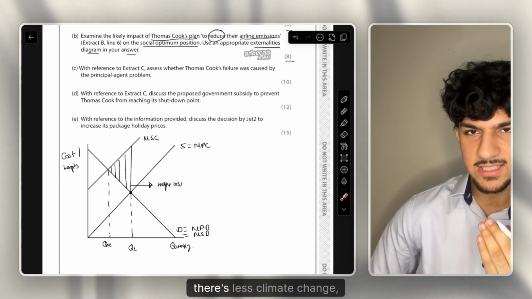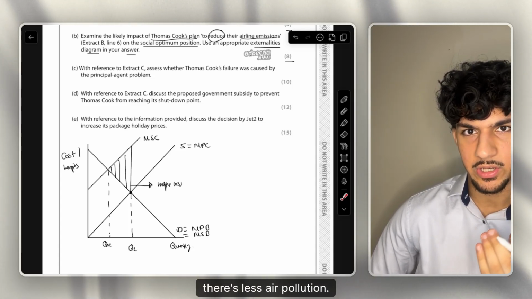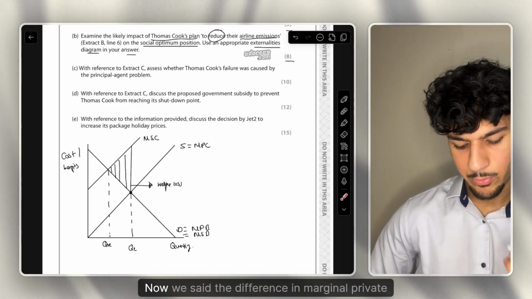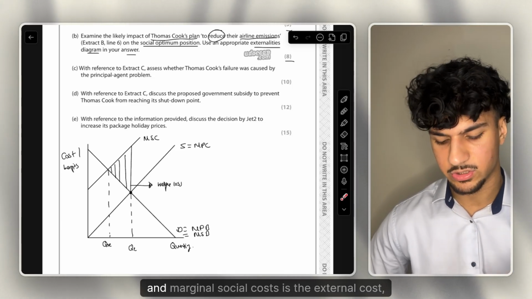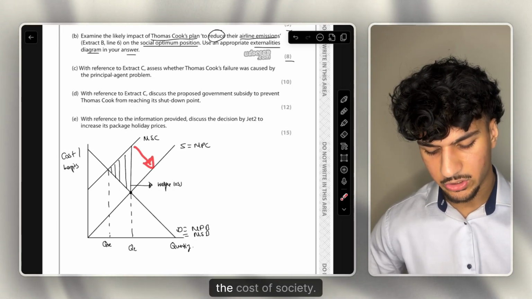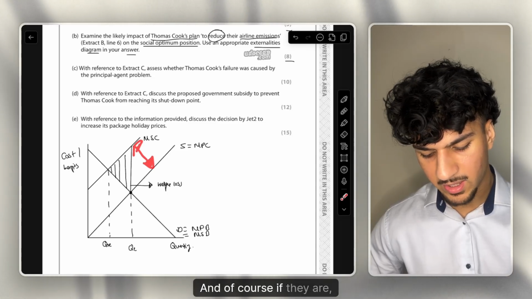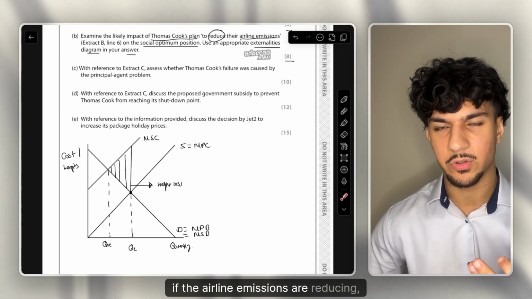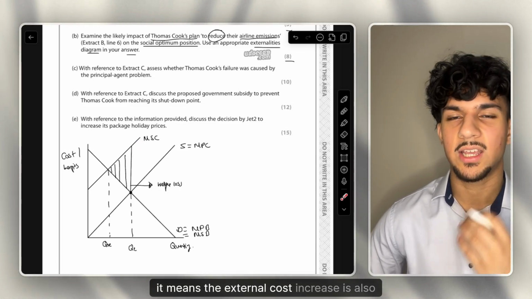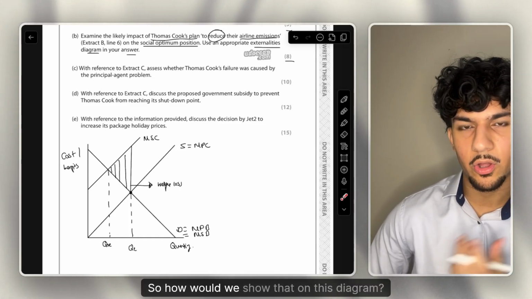For example, there's less climate change, there's less air pollution. How is that going to affect our diagram now? We said the difference in marginal private cost and marginal social cost is the external cost, the cost to society. And of course, if the airline emissions are reducing, it means the external cost is also reducing. So how would we show that on this diagram?